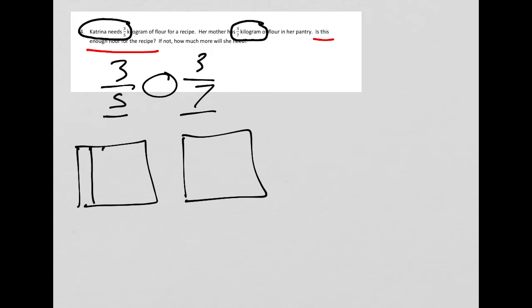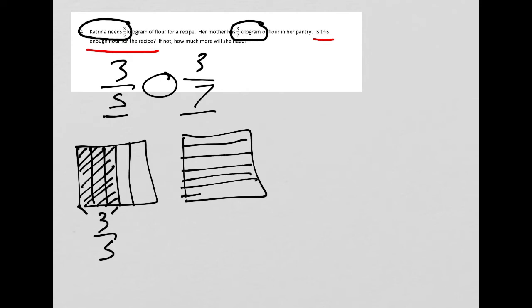So let's do 3/5. 1, 2, 3, 4, 5. Just 3 of them. And then 3/7. 1, 2, 3, 4, 5, 6, 7. So interestingly enough, my numerator in both of these is 3, right? So I have a 3 and I have a 3. And that means I'm getting 3 pieces for each one, but my pieces are different sizes, right? So my 5ths are bigger than 7ths.